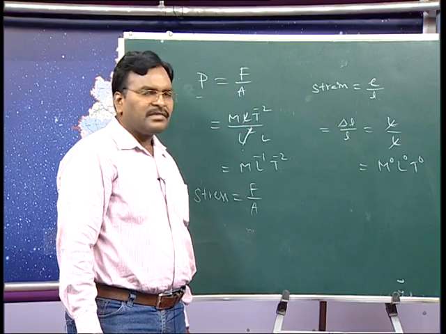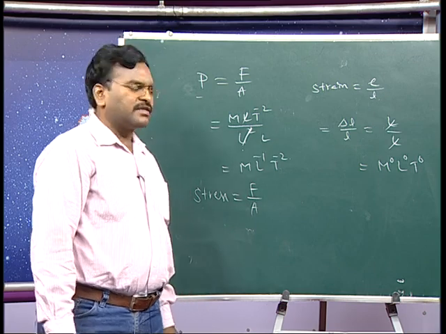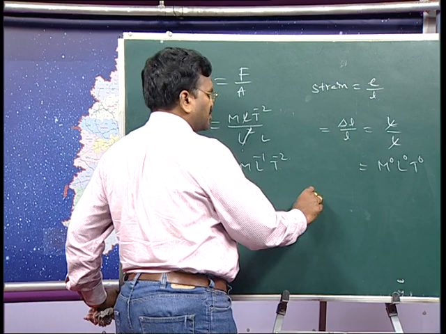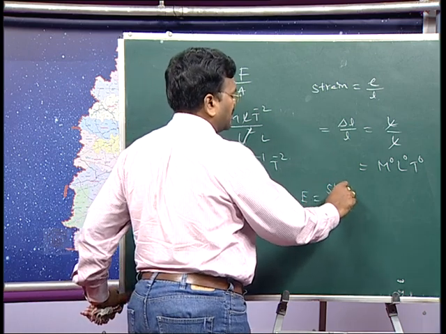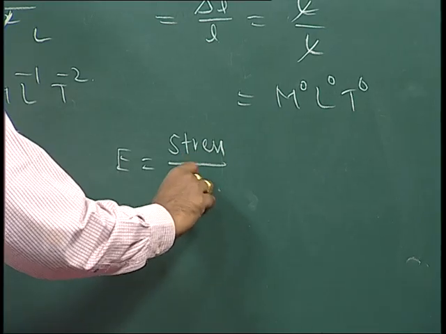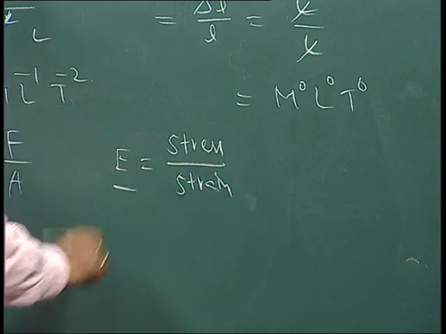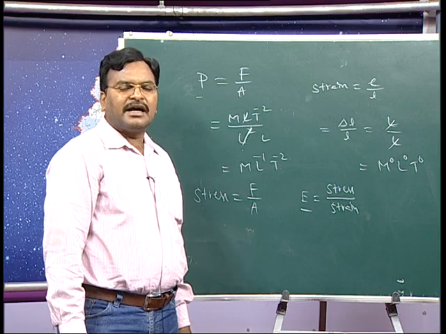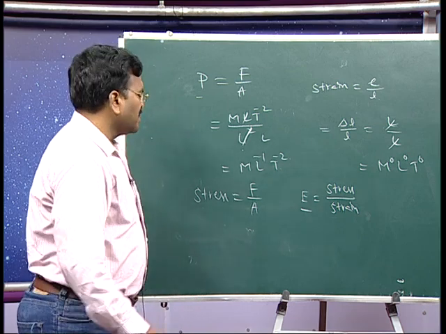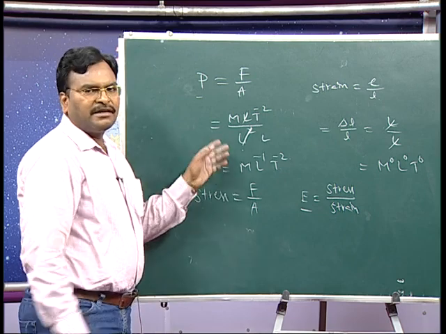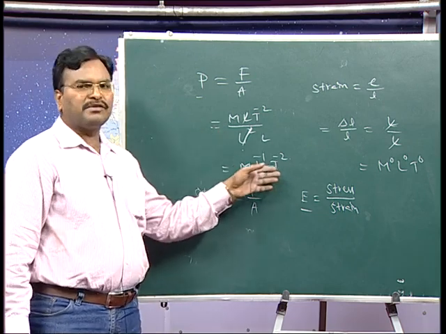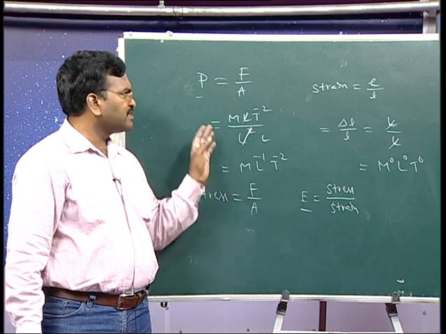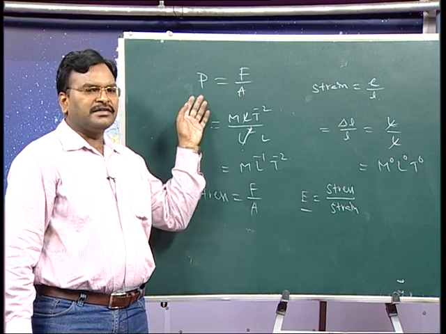Again, here you know the elastic constant. What is the elastic constant? Stress is directly proportional to strain. E is equal to how much? Stress by strain. That is the elastic constant. Here we have basically three different types of elastic constants. What are they? Young's modulus, bulk modulus, rigidity modulus. What is the dimension formula for pressure? mL⁻¹T⁻². Stress is force by area.